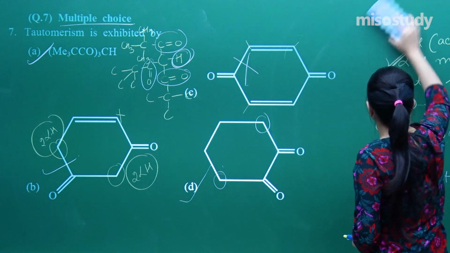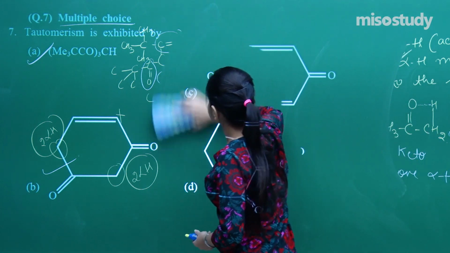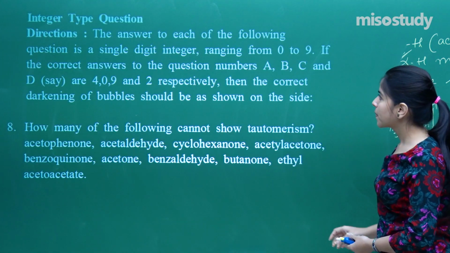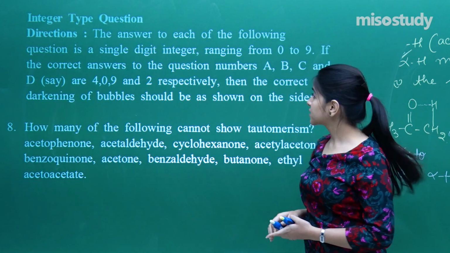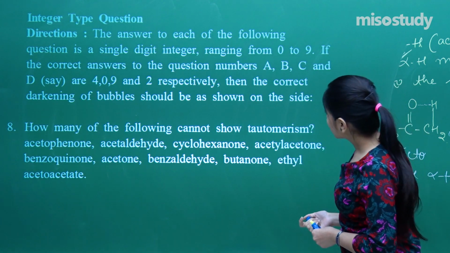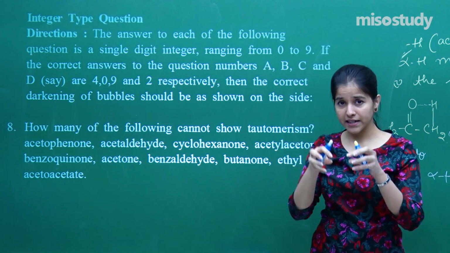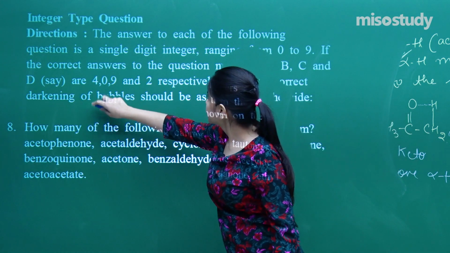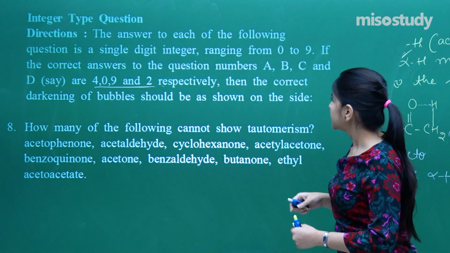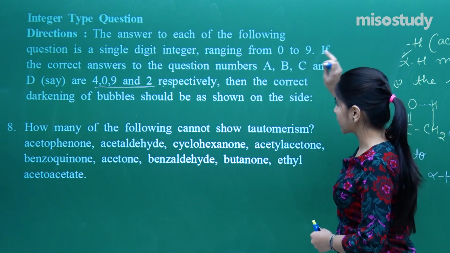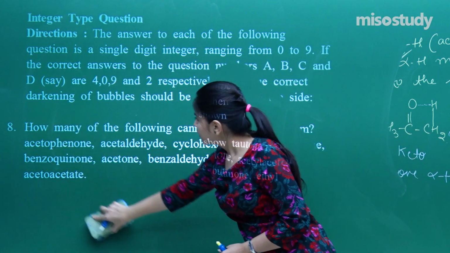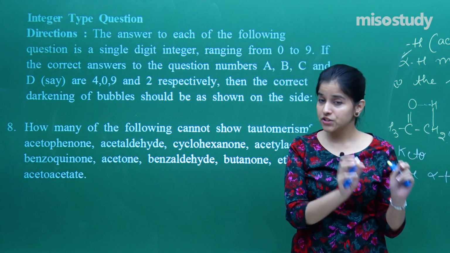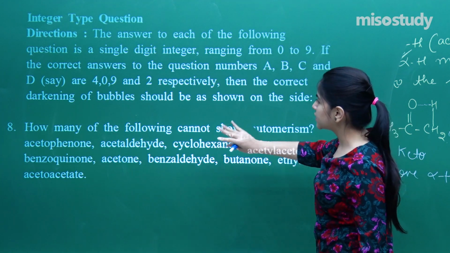Now let's take up the next question. So the next question says, it's the integer type question now. You need to answer it in integer form. So basically what you need to do is have one particular integer answer for each and every question. Let us now read the question.